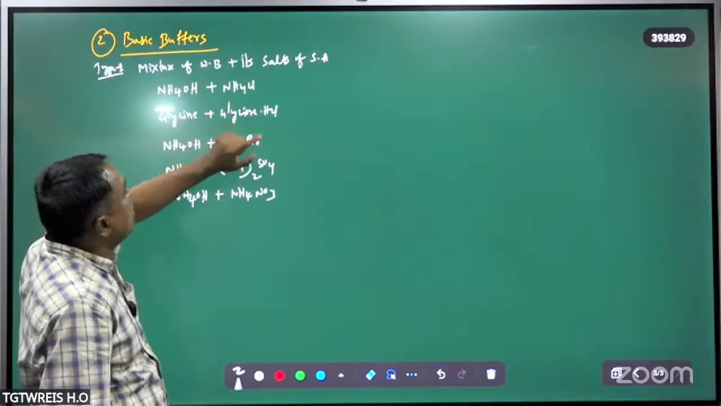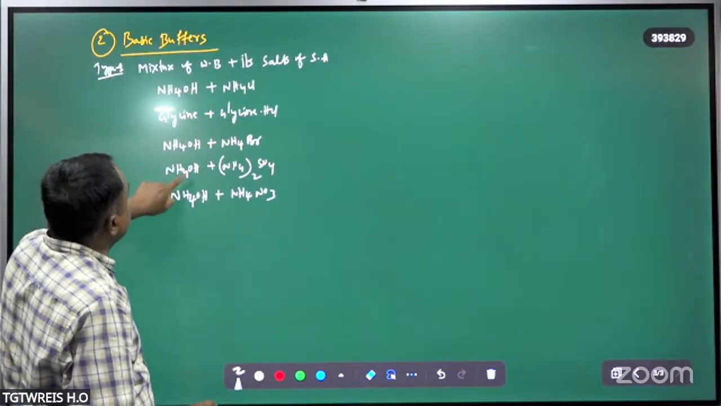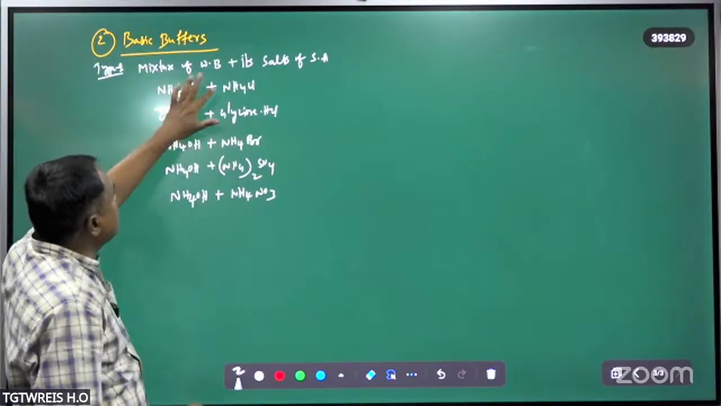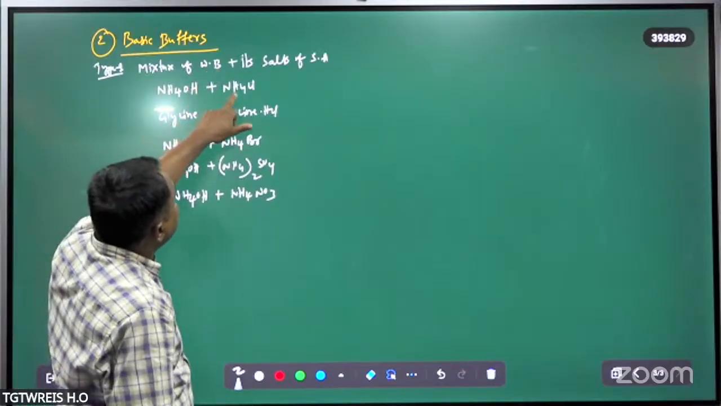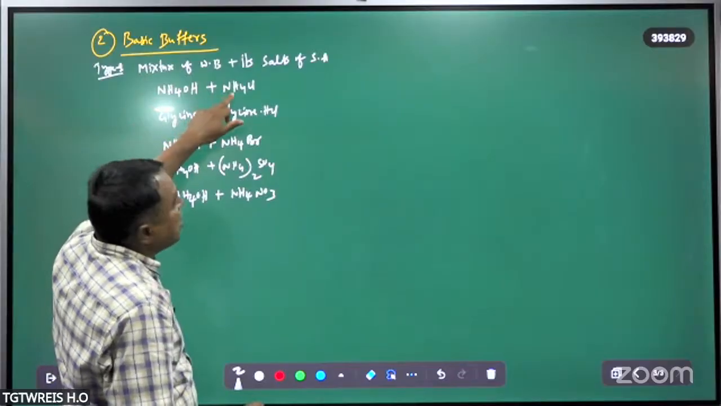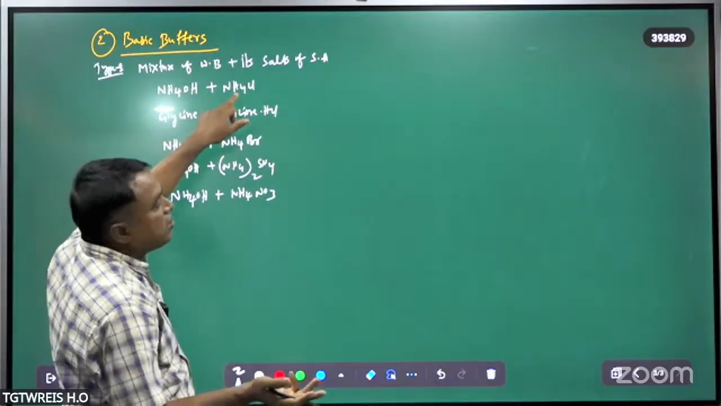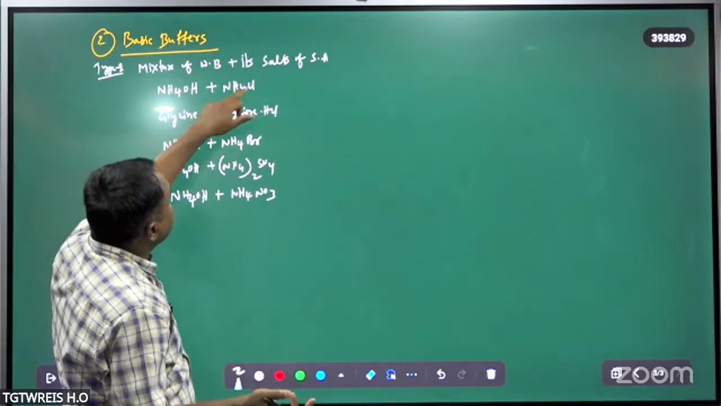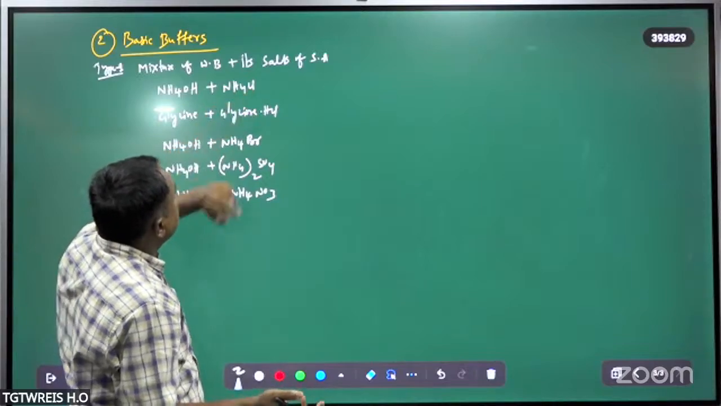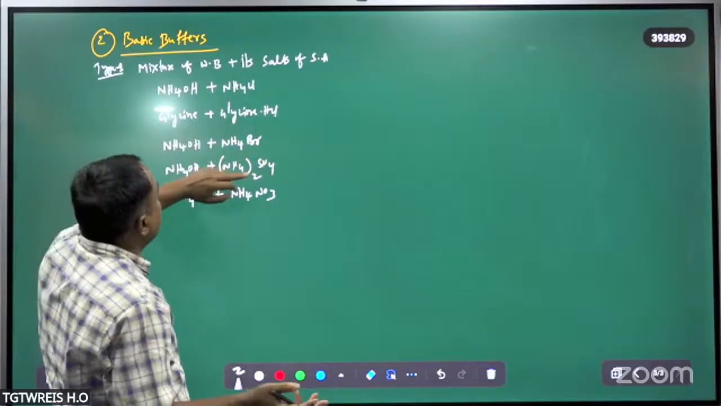So ammonium hydroxide, ammonium chloride: ammonium hydroxide is a weak base. Glycine is also a weak base. These also are weak bases. Ammonium chloride is the salt of ammonium hydroxide, a weak base, whose conjugate is NH4 plus. Therefore NH4 plus is a strong acid, so the strong acid salt is NH4Cl. Glycine is the weak base and glycine hydrochloride is the salt of a strong acid.